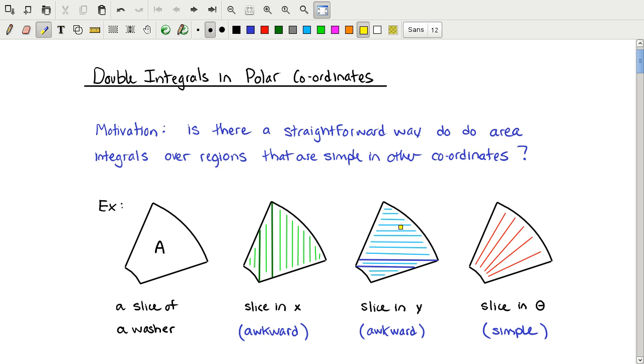We'd have to change into 3 different regions, each of which would be sort of complicated to express in terms of X and Y. But suppose we were able to slice in theta. This line here is a line of constant theta, part of a washer. And we could imagine drawing other lines of constant theta that rotate through the washer here. And that looks pretty simple. So we'd like to be able to do that in this kind of situation.